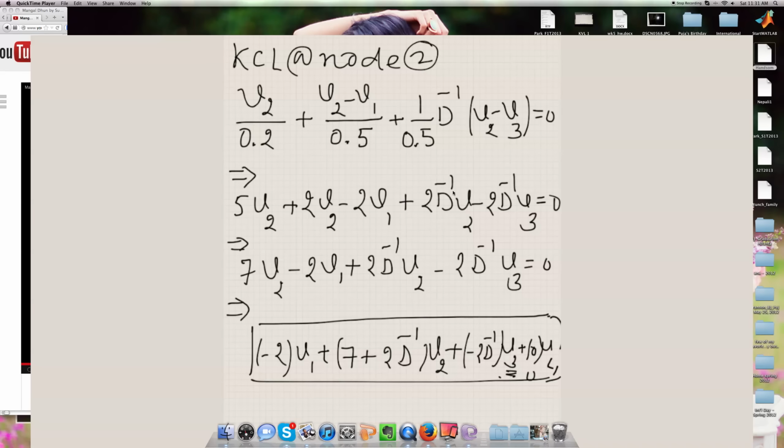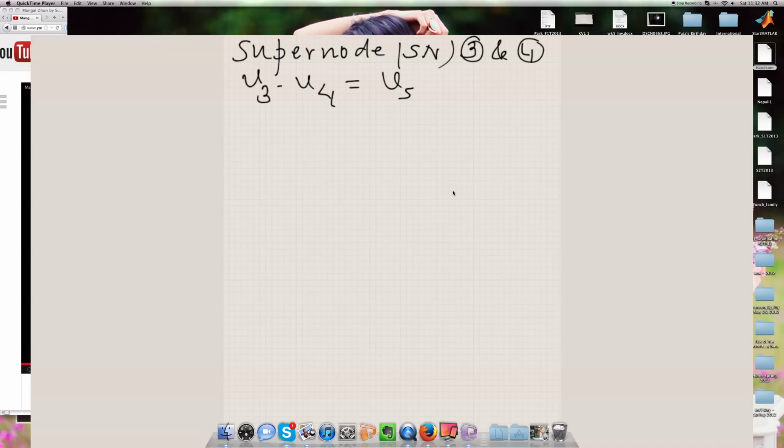Next, we need 2 more boxes, so we will consider supernode 3 and 4, which we often write as SN 3 and 4. So what we get there is V3 minus V4 equals PS1. This will give us another box ready to go to the matrix.